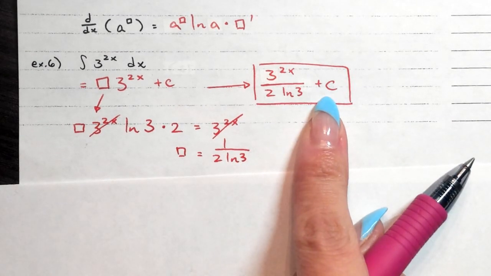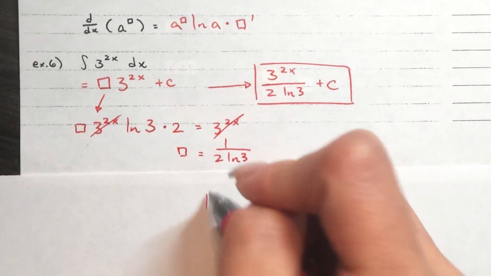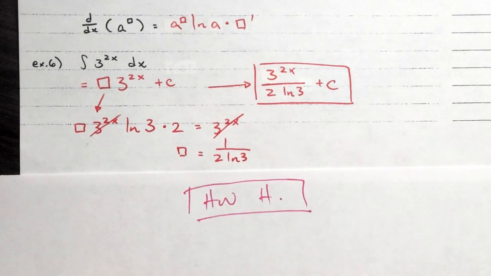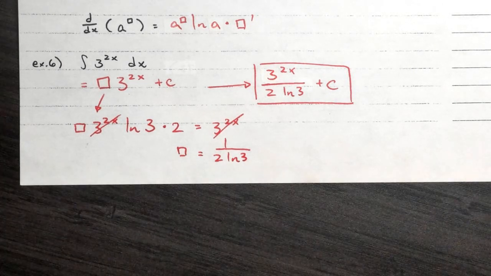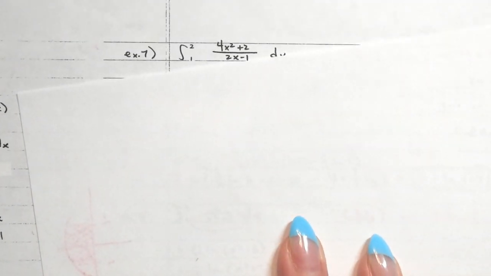Okay? Okay, for number 7 and 8 and 9, I'm actually going to put those on the homework helpline, and then you guys can do those on the homework helpline. I'll give you a hint. For number 7, my hint is long division. Any other hints? No, I give you no other hints. So 7, 8, and 9, homework helpline.